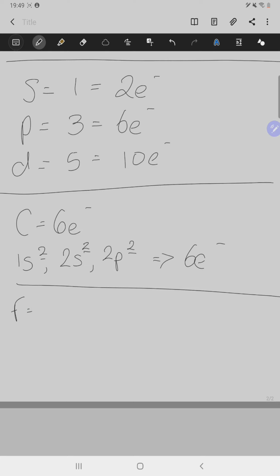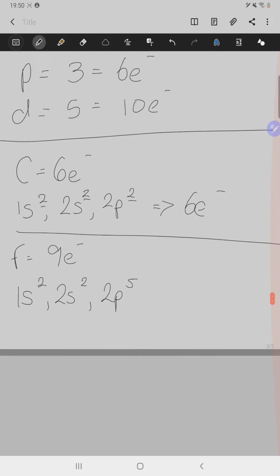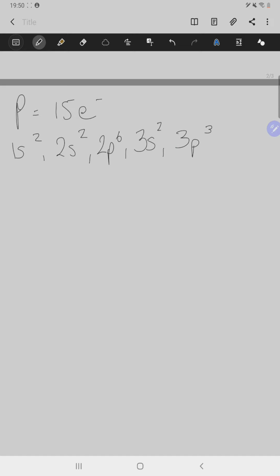Say if we take fluorine for example, fluorine has 9 electrons, so starting again from the 1s sublevel, so 1s2, 2s2, and then the remaining 5 will go into the 2p sublevel. We take something from the n is equal to 3. Let's have a look here at phosphorus, which has 15 electrons in it. So we'll have 1s2, 2s2, 2p6, 3s2, and we have 3 electrons left, so that will go into the 3p sublevel.